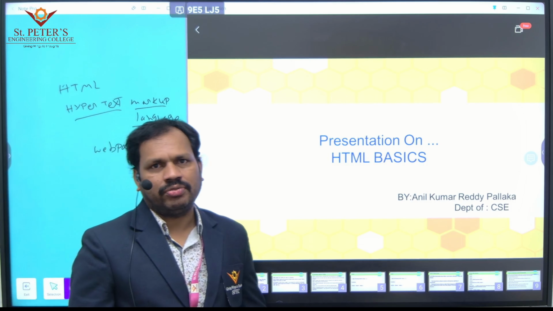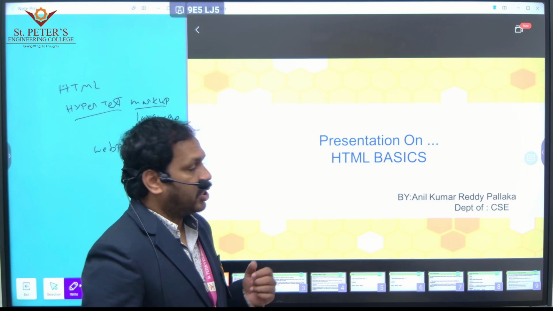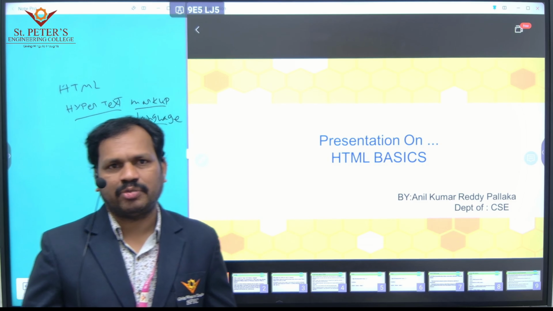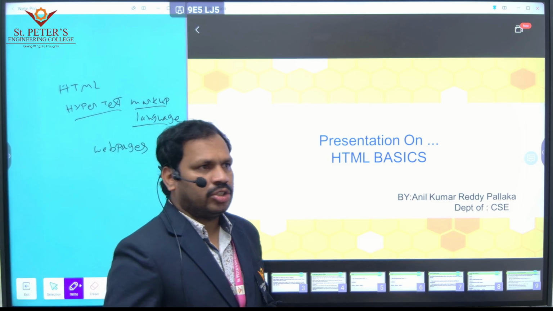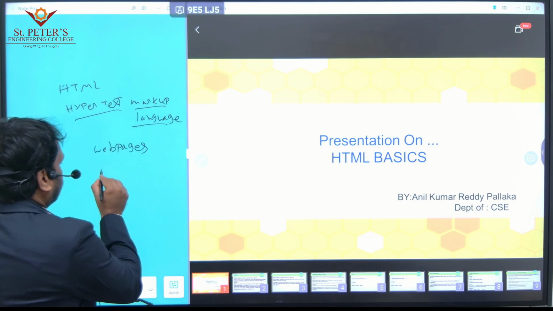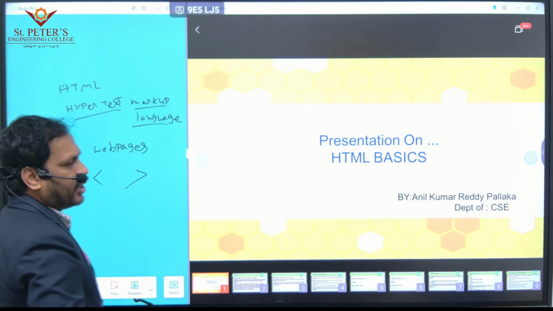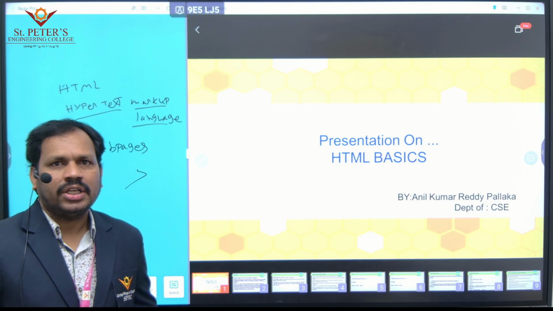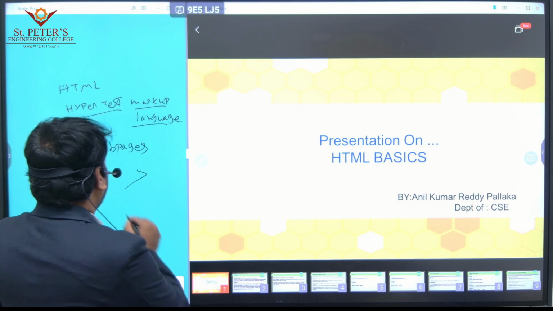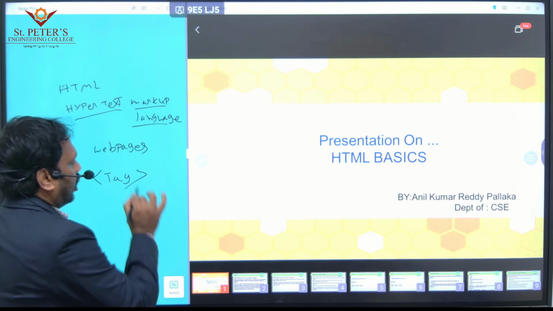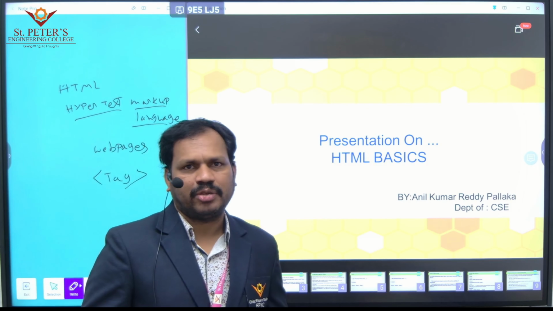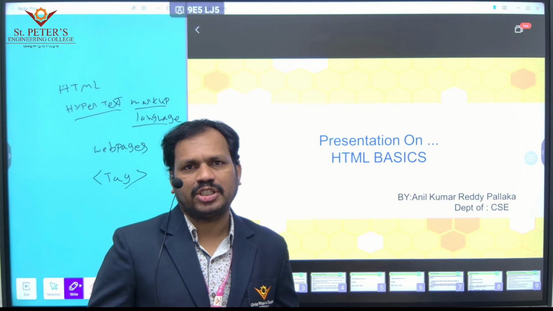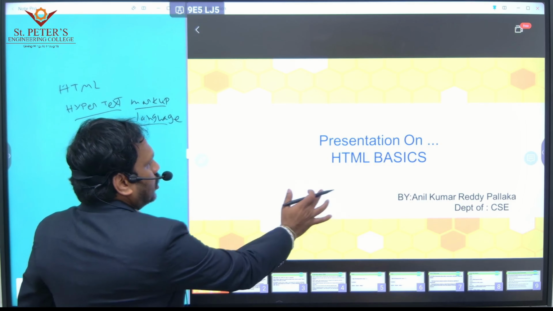Today we are going to discuss the basics of HTML: when it started and what the different types of tags are. In HTML we use tags. These are the greater than and less than symbols. Whatever code we write inside them is called a tag. We have different types of tags, and we design web pages by using these tags.